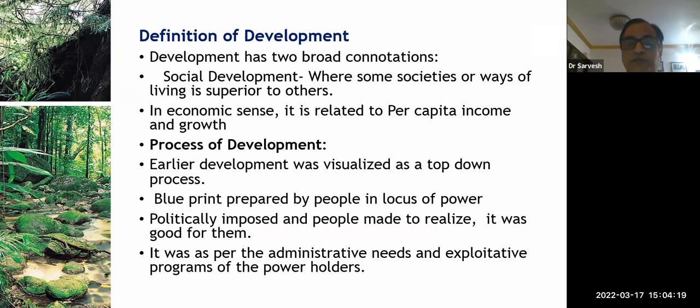Development has two connotations. One is social development, the other is economic development, which refers to per capita income and growth. The earlier process of development was really a top-down approach. The blueprint was prepared by the people in the locus of power and passed on to the people down the line, and there was no participation of the community as such.